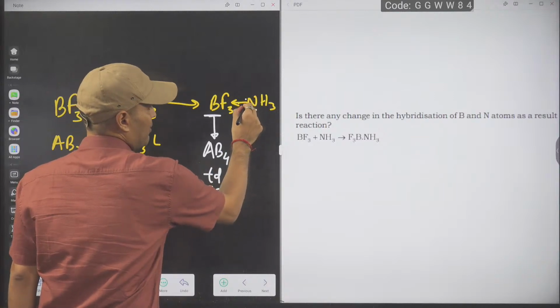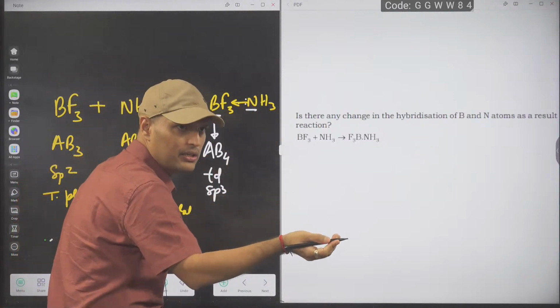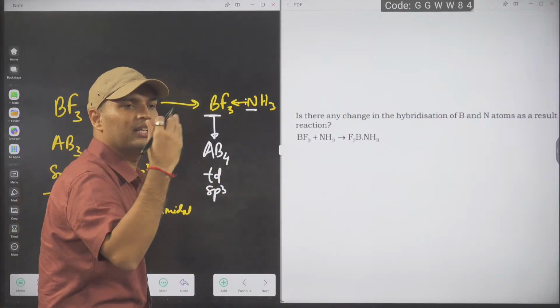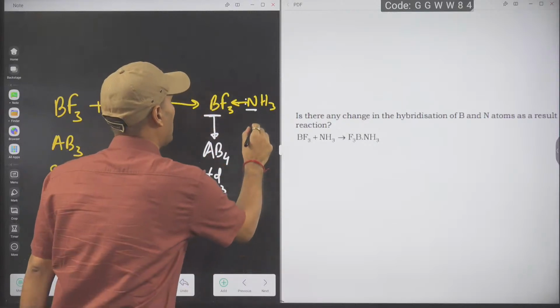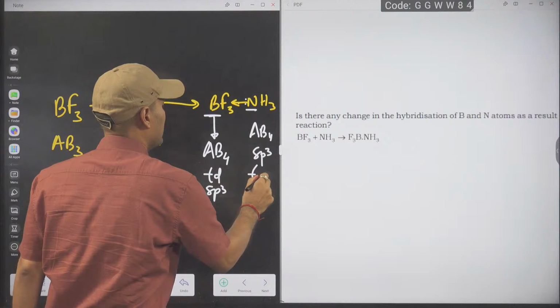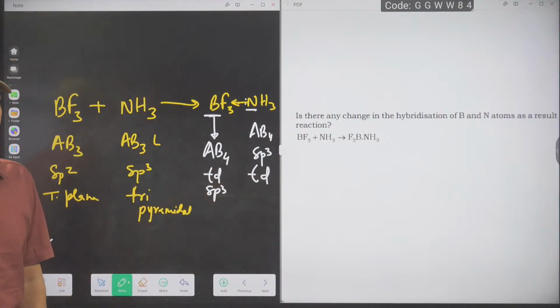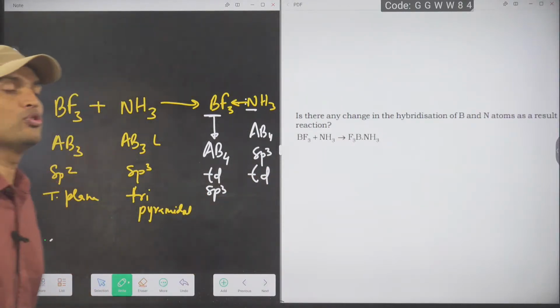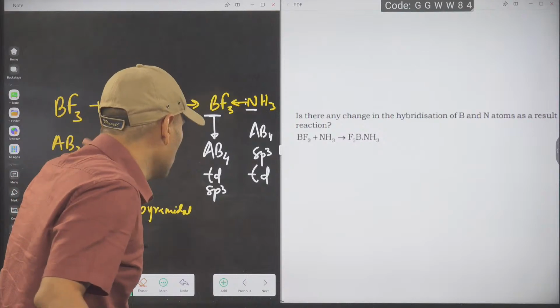Nitrogen, lone pair was there. Now it has shared. So lone pair is converted into a bond. So now this is AB4. Hybridization is still sp3. Shape changed. So in this question, suppose you don't know anything, at least know this question.